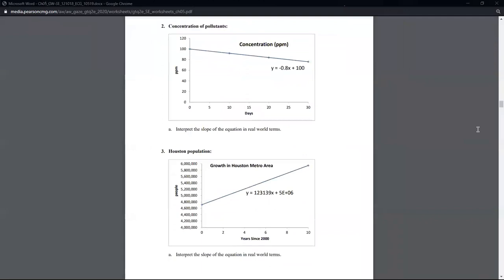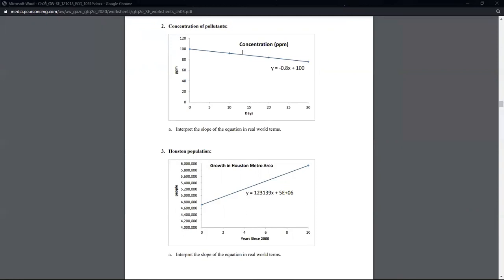So the concentration of pollutants. So this is basically saying at time 0 days, there's a spill in some lake or river somewhere, whatever. And over time, the pollutant dissipates into the air, the water. So this is showing that it's dissipating, it's going down over time. So this 100 would be the initial amount of the pollutant, and this minus 0.8, that's how much we're losing per day since we're measuring in days.